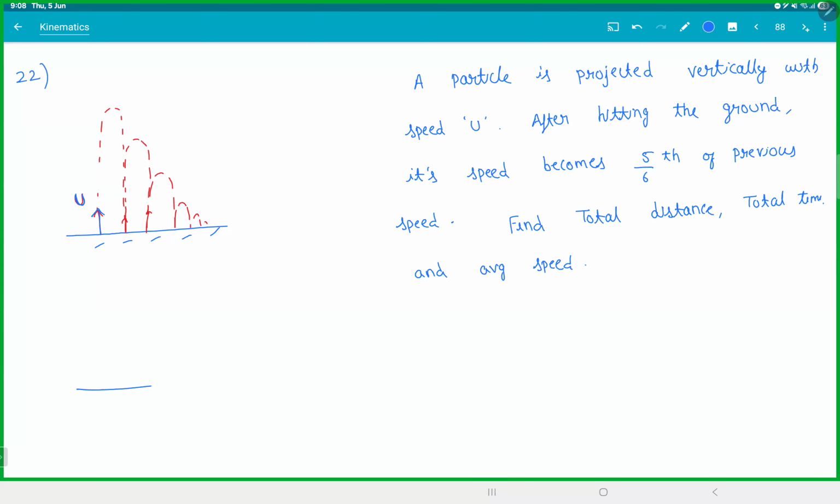Just to give you a little idea if you're confused: if you go with speed u, you come back and hit the ground, your speed will become 5/6 u. Now you'll go a lesser height and come back. Now your speed will become 5/6 of 5/6 u, so 5/6 square u, and so on. Every time your speed becomes 5/6 of the previous. Let's get this, everyone. Find the total distance, total time, and the average speed.